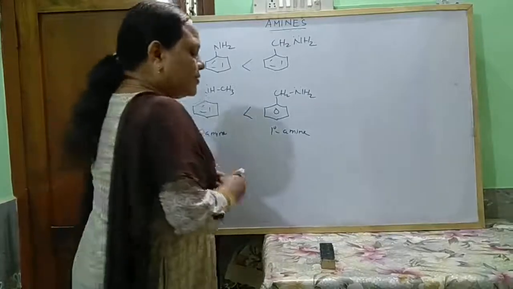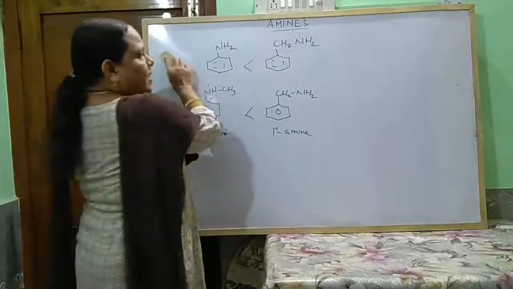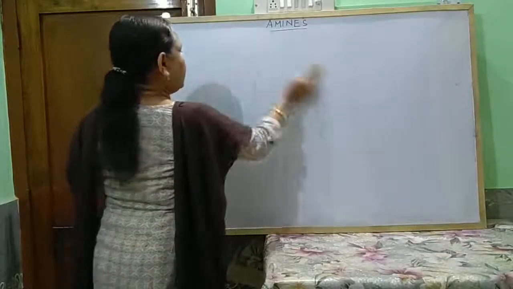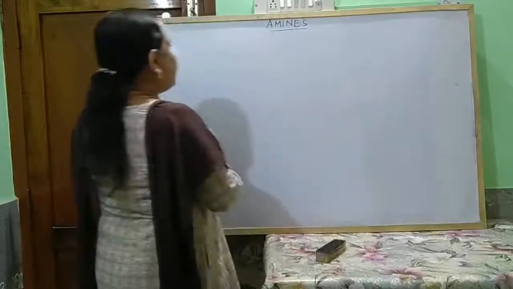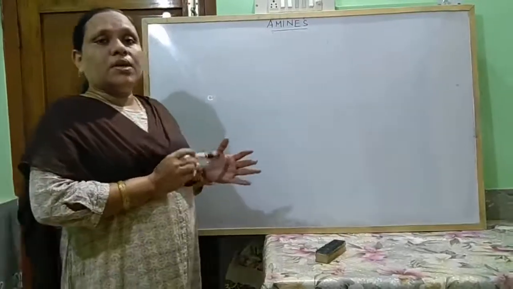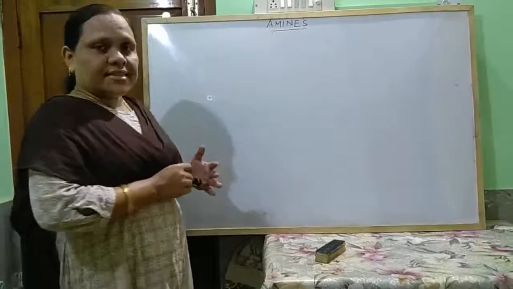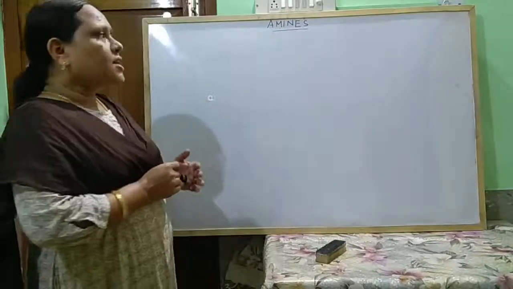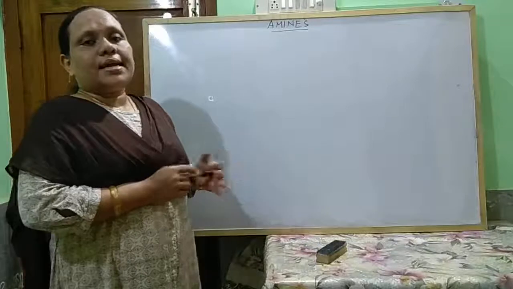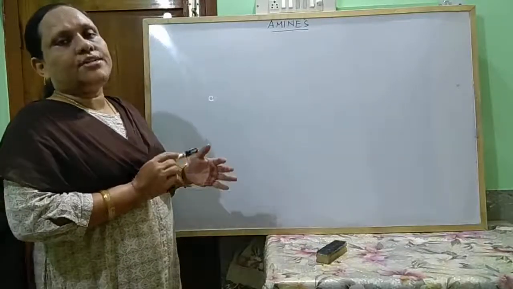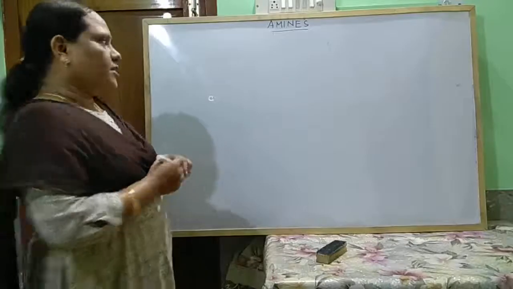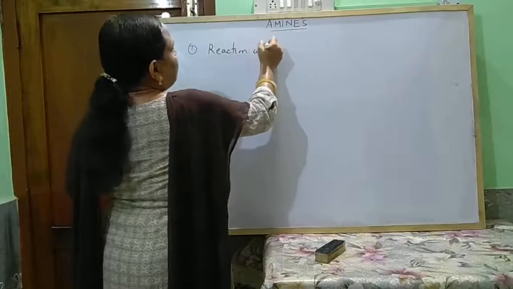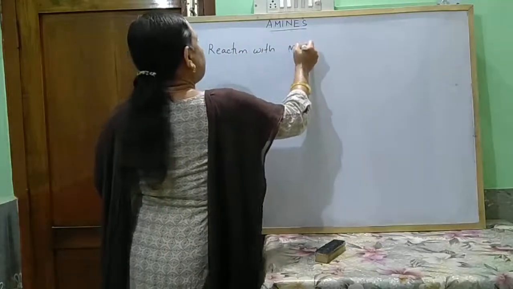Okay. Now, let us come to some chemical properties, chemical reactions. We know that amines contain a lone pair of electrons. These are bases. As these are bases, they react with acids to form salts. So, amines react with mineral acids like hydrochloric acid and sulfuric acid to form salts. So, reaction with mineral acids.